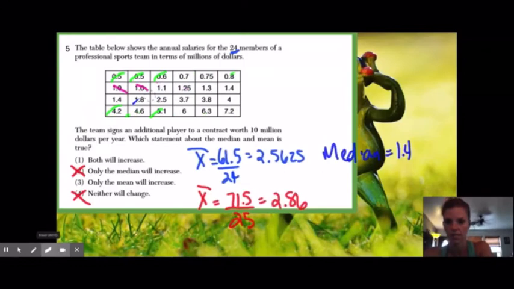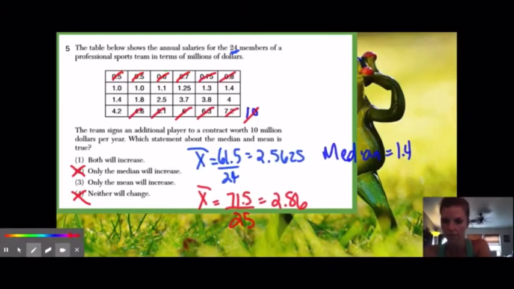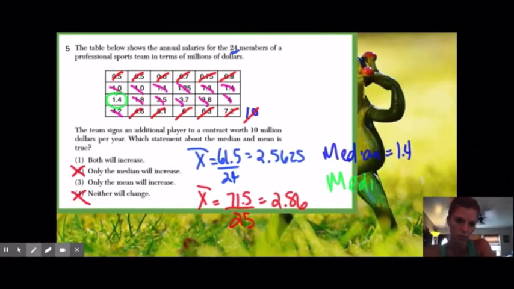Let's see what happens when we add that $10 million guy in. We're going to add them in at the end and then start doing the same thing. So canceling out, I'm going to do 1, 2, 3, 4, 5, 6 of these guys, and 1, 2, 3, 4, 5, 6 of those. And then if I cancel 1, 2, 3, 4, 5, 6 here, how about 1, 2, 3, 4, 5, 6 there? And what are we left with? Well, the median here is still 1.4. So the only thing that changed was the mean, choice 3.